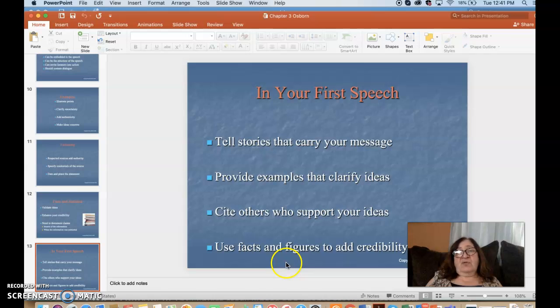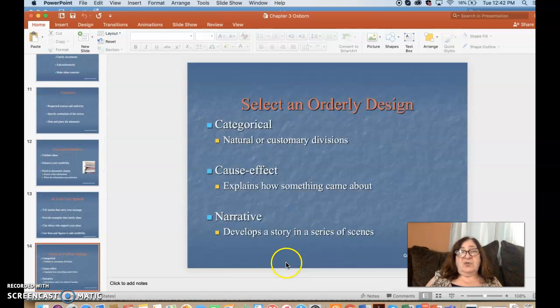So in your first speech, you tell a story to carry your message, bring examples, cite other people and their comments who support your position, and include facts and figures to add credibility to your statements. So there are different ways to design your speech.